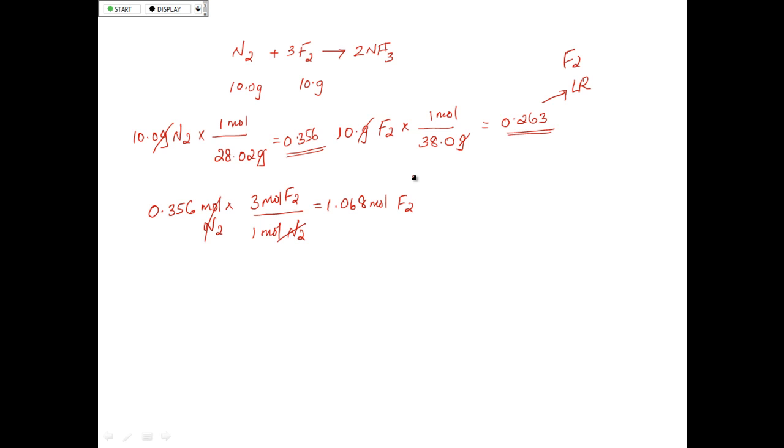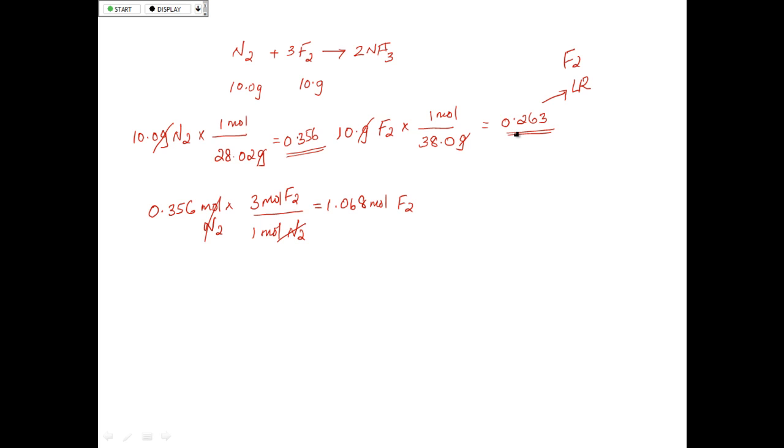So this is the first step, you identify the limiting reactant. Now the second question is how much NF3 can form in grams. So what you need to remember, the amount of limiting reactant will determine the amount of product that can form. Remember the cheese sandwich example.